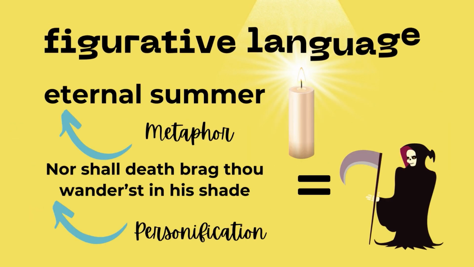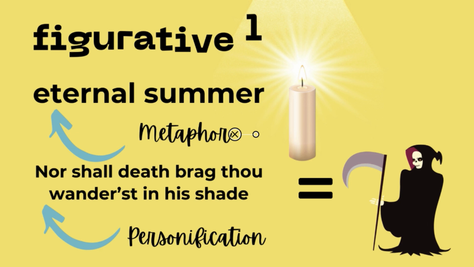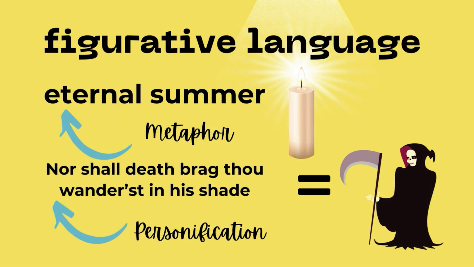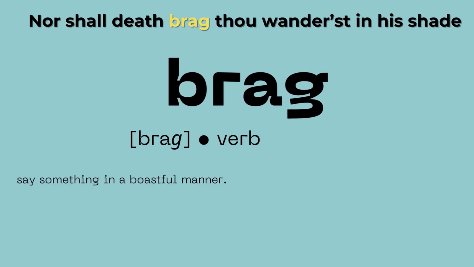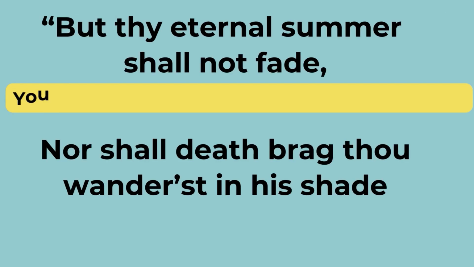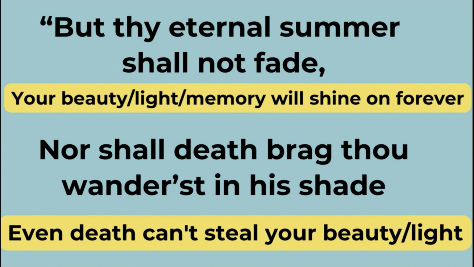This is figurative language again. He's used another metaphor. Eternal summer is standing for light, for memories, for beauty. And he's personified death. He says, nor shall death brag that thou wanderest in his shade. It means death is not going to be able to steal your light. Shade is similar to dimmed. We saw dimmed earlier, meaning that clouds would dim the sun's brightness. So unlike clouds that dim summer's brightness, death will not be able to shade your bright light. You will shine through.